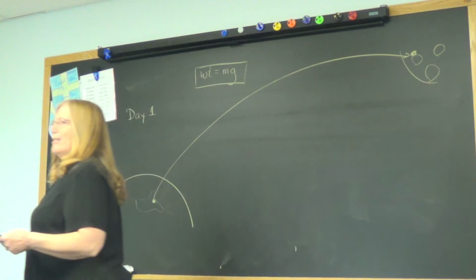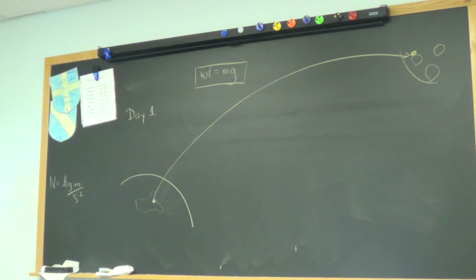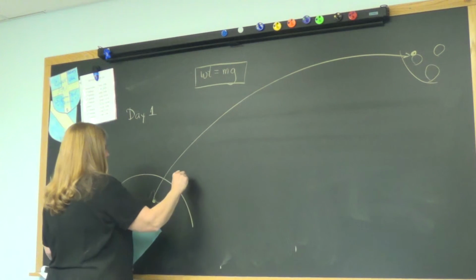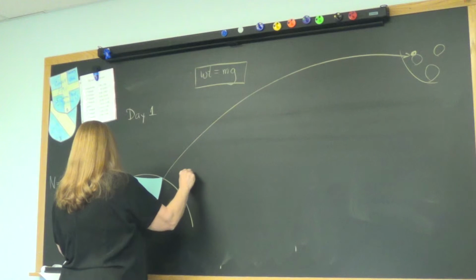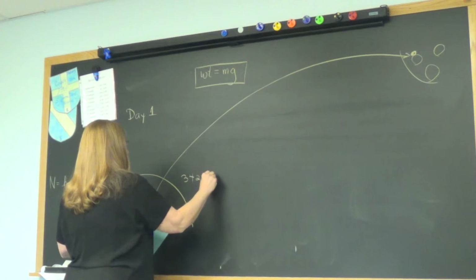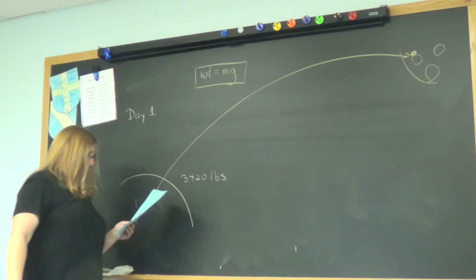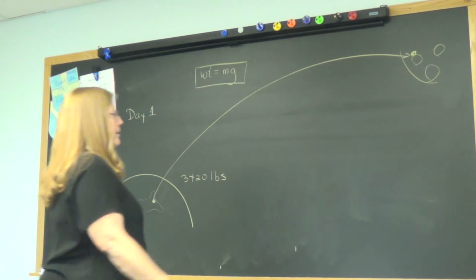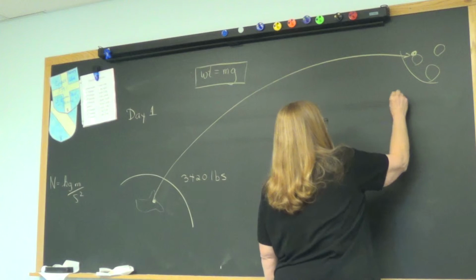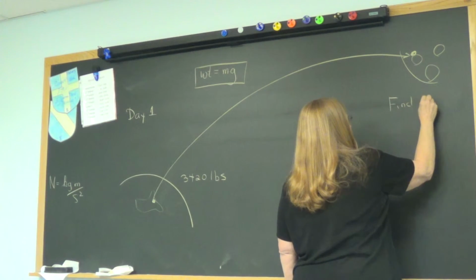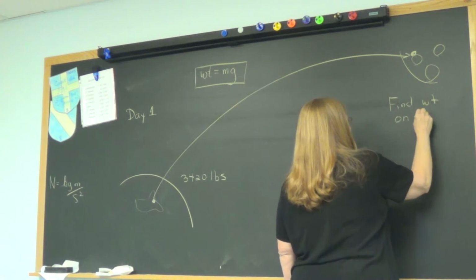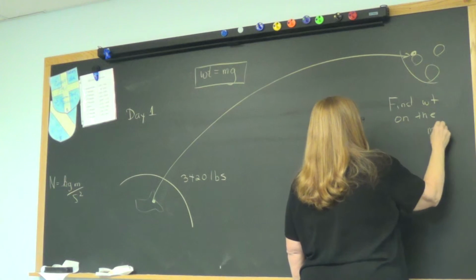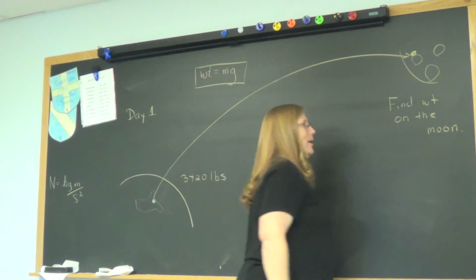All right. What we're going to learn today is, given an object and its weight, let's say this is a heavy object, 3,420 pounds, I want to know how much it weighs on the moon. So find the weight on the moon.